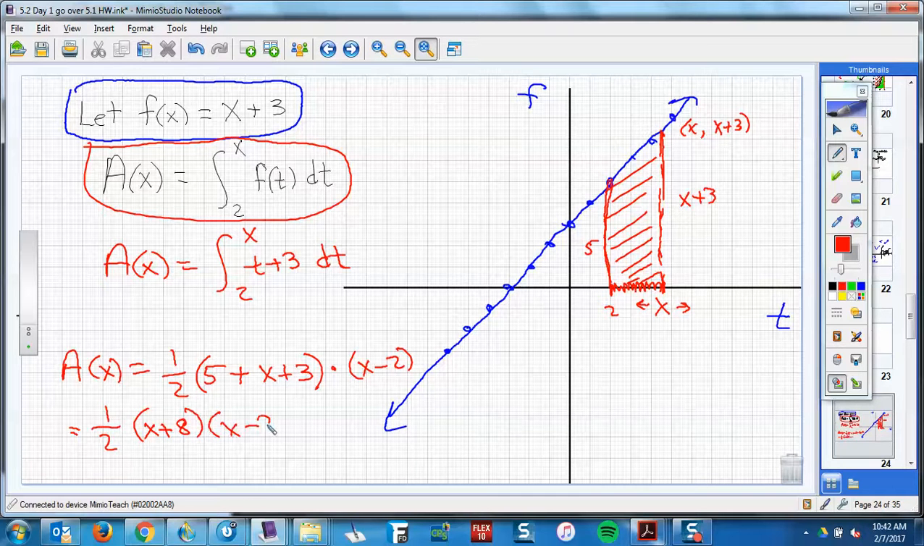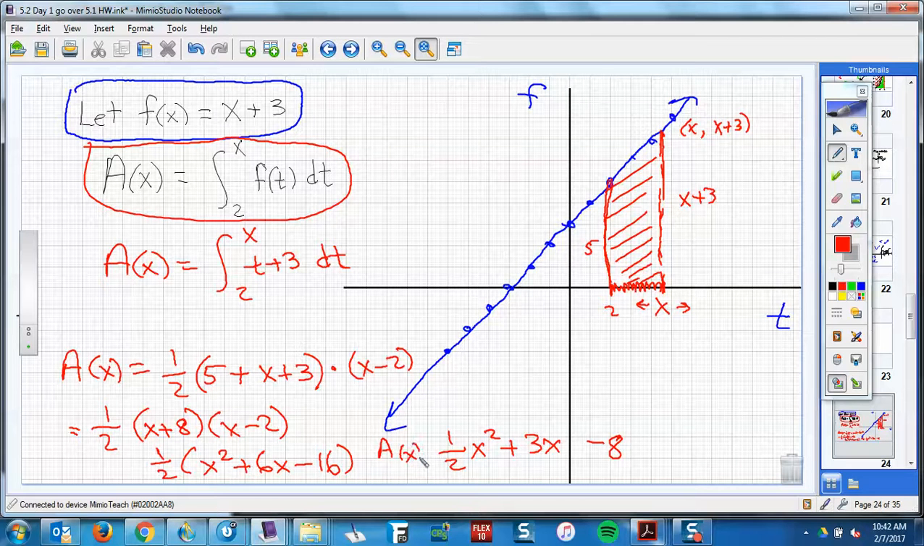This would be x minus 2. This would be 1/2. That would be x squared. 8 minus 2 is 6x minus 16. We go ahead and distribute. We get 1/2 x squared plus 3x minus 8. That's my A of x.